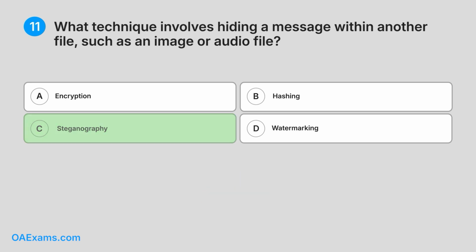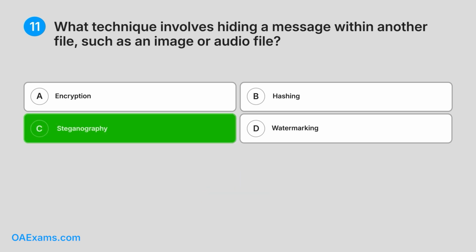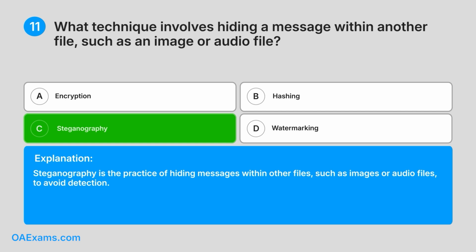Correct answer. C. Steganography. Explanation. Steganography is the practice of hiding messages within other files, such as images or audio files, to avoid detection.